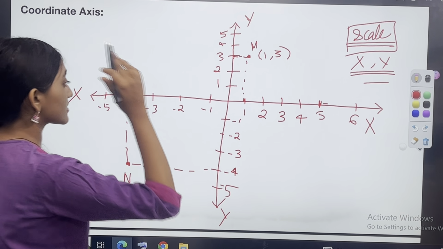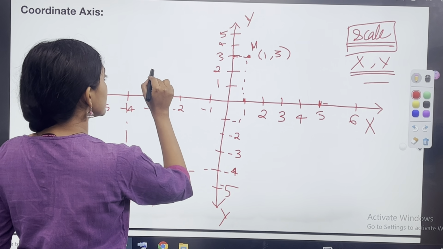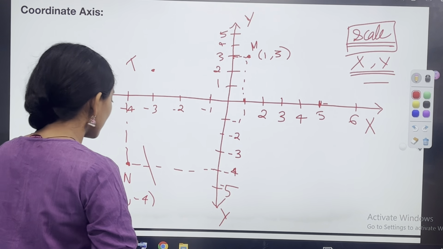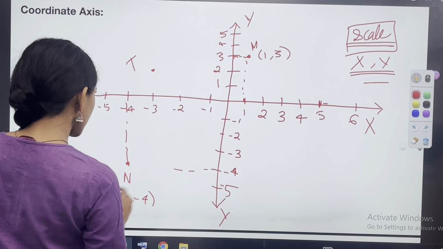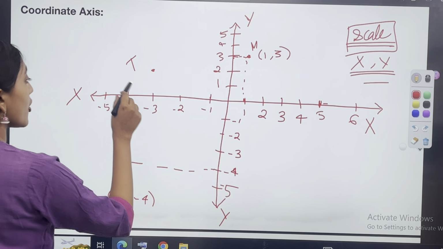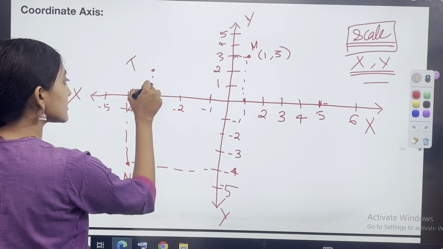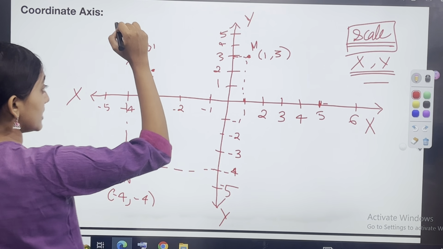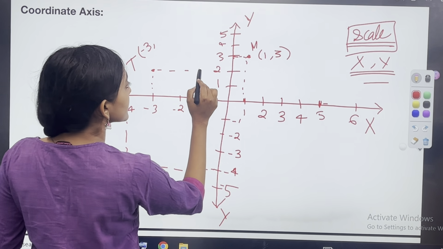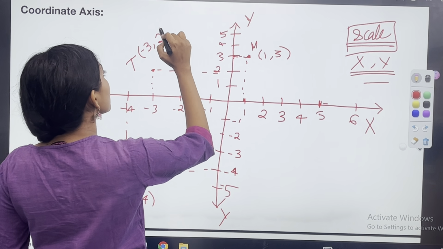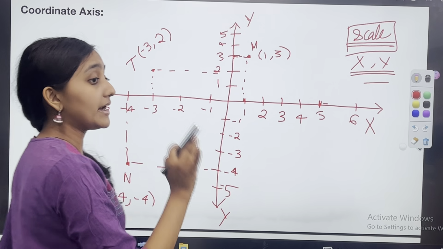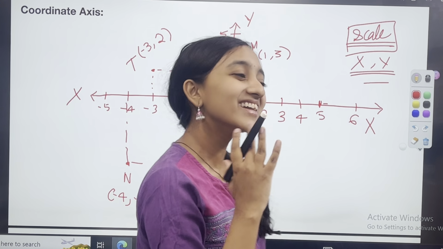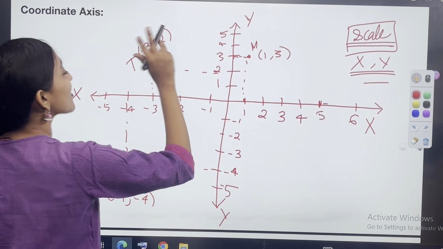Next, I am having a point here and I'm calling it T. T for Teju. Now, for this point T, first we will check with the x-axis. You are seeing it's at -3, so it is -3, comma. From the y-axis, it is at 2. So -3, comma 2 is the coordinate. That is, it is the address. Don't write address in the exam, right? Coordinate. Coordinate is -3, comma 2.